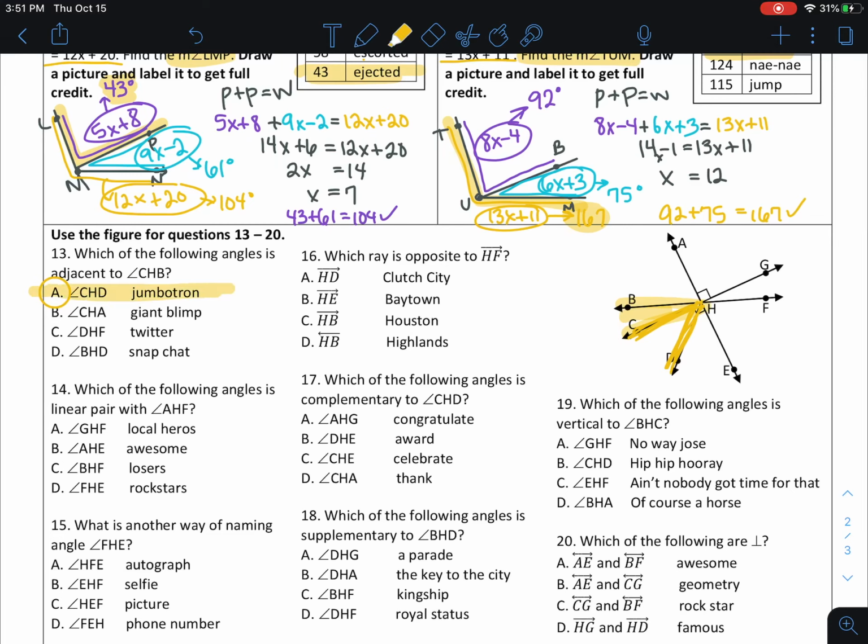All right, next we have, which of the following is a linear pair with AHF. So let me see.